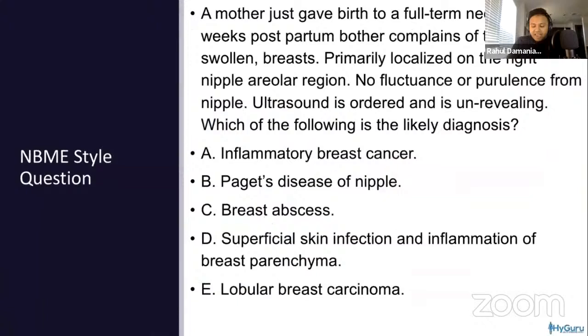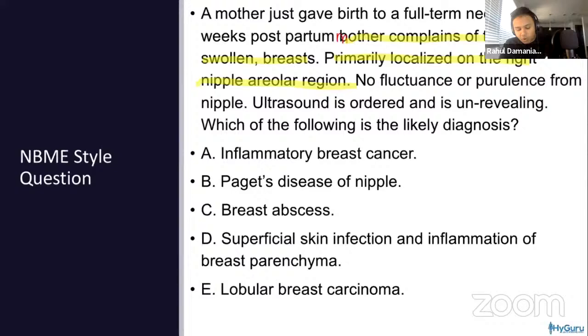Let's go ahead and go through this question. A mother just gave birth to a full-term neonate. Two weeks postpartum, the patient, the mother, complains of tender, firm, swollen breasts. So sorry about the typo. This is supposed to say mother. The tenderness, the firmness, the swollen breast is primarily localized on the right nipple areolar region. There's no fluctuance or purulence. Ultrasound is ordered and is unrevealing.